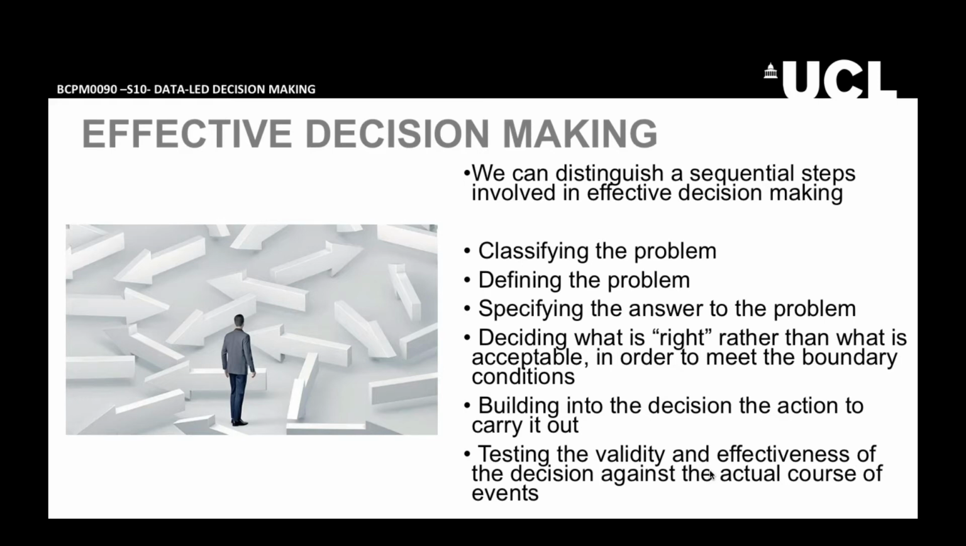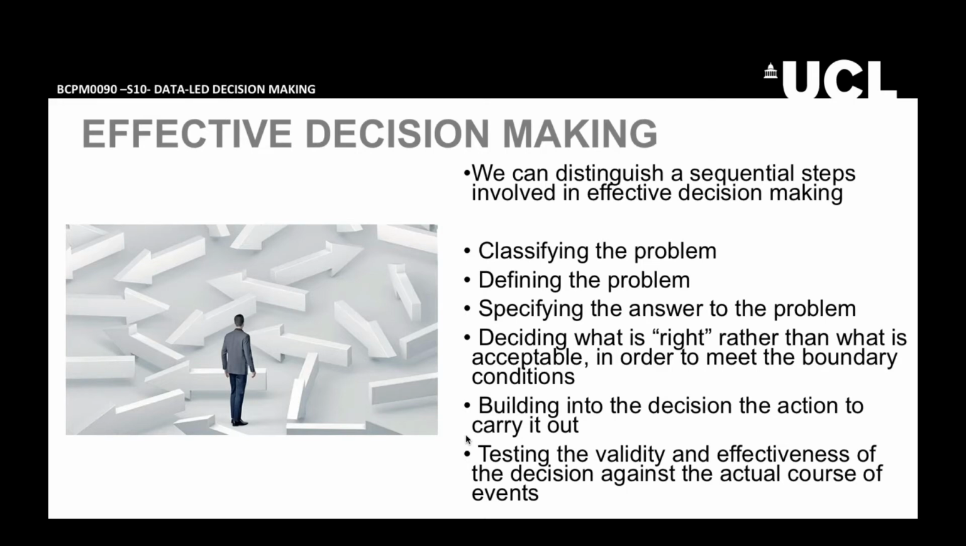The third step is to specify the answer to the problem, to define the boundary conditions for the solution. Number four is about deciding what is right rather than what is acceptable in order to meet the boundary conditions. What will fully satisfy the specifications before attention is given to the compromises, adaptations, and concessions needed to make the decision acceptable. Step number 5 is building into the decision the action to carry it out.